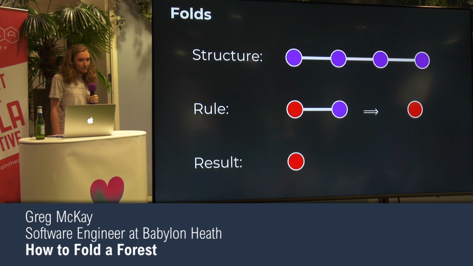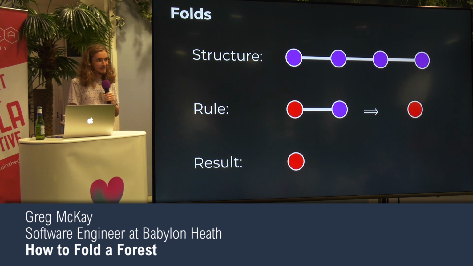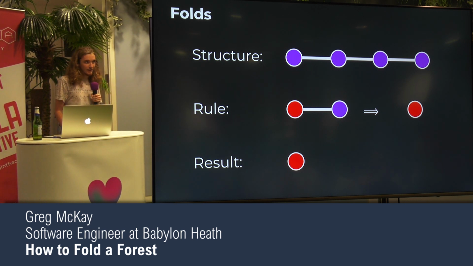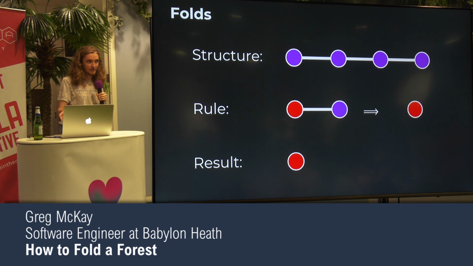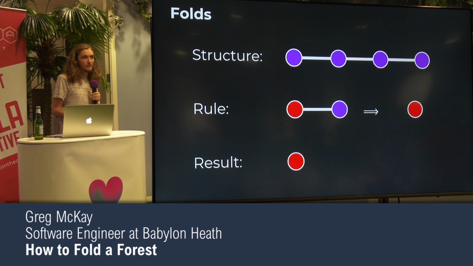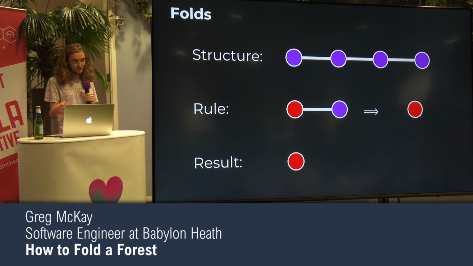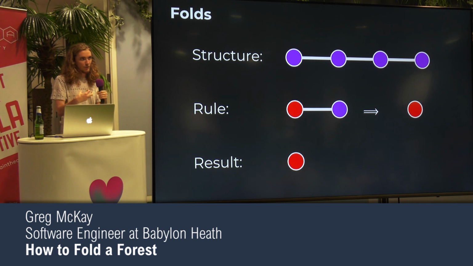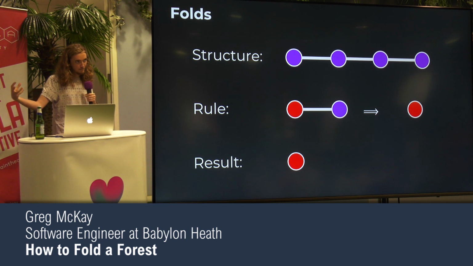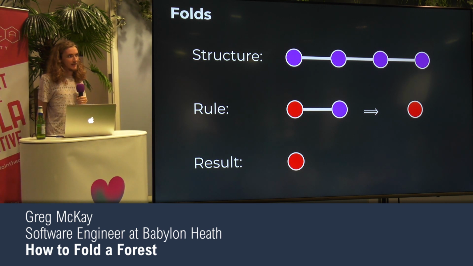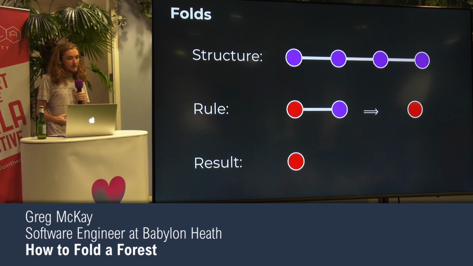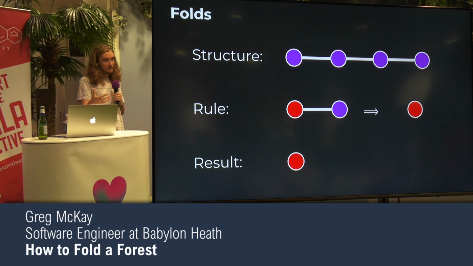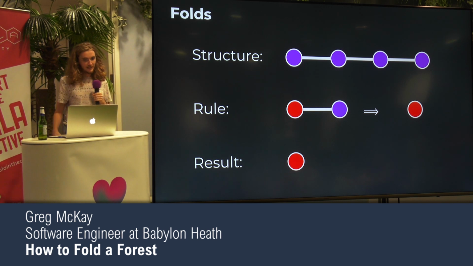So folds, what is a fold in the abstract sense? If you have a structure, some kind of list or tree or something like that, and you have a rule that takes an accumulated value and a part of the structure, so maybe a small segment, and some already folded up thing, then you can turn it into a more collapsed, more folded up element. And when you apply this rule over and over again to the structure, you end up with just a single value all folded up.